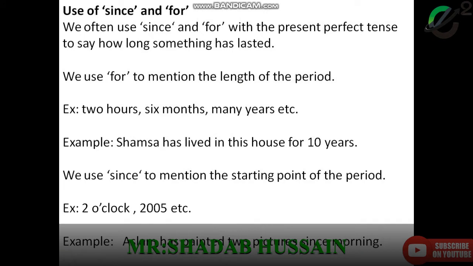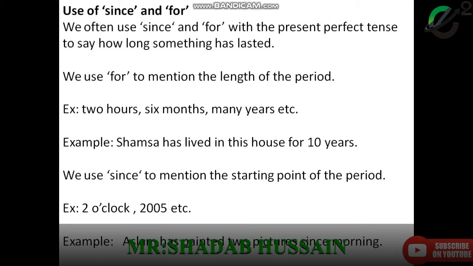मतलब शम्सा 10 साल से इस घर में रह रही है, यानी कि 10 years is showing the length of the period of time. This is why we used here for. Means she lived in this house for 10 years. For 10 years is the length of the period of time.